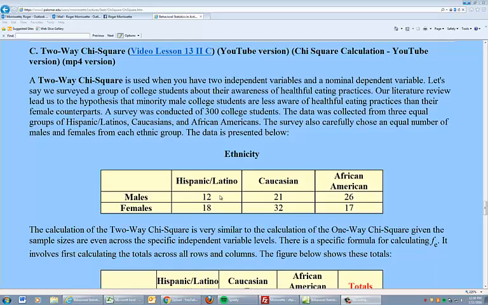Okay, so we have 6 of these cells now. In the previous examples we had 4 and 3. We're going to use the same chi-squared formula, it's just going to be a little bigger because we have more cells to calculate. So these are our dependent variable and these are our values.